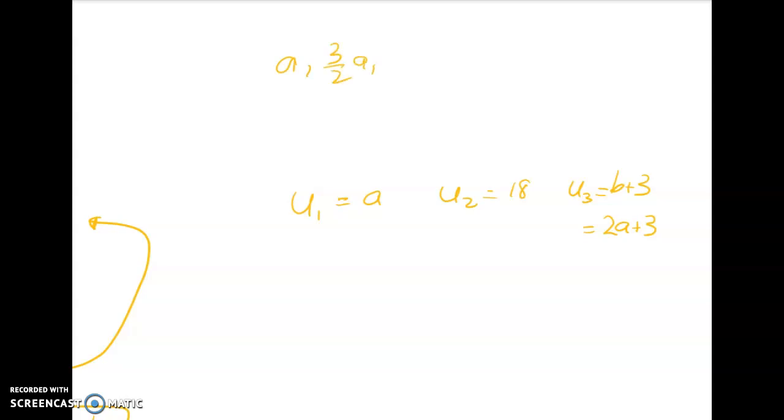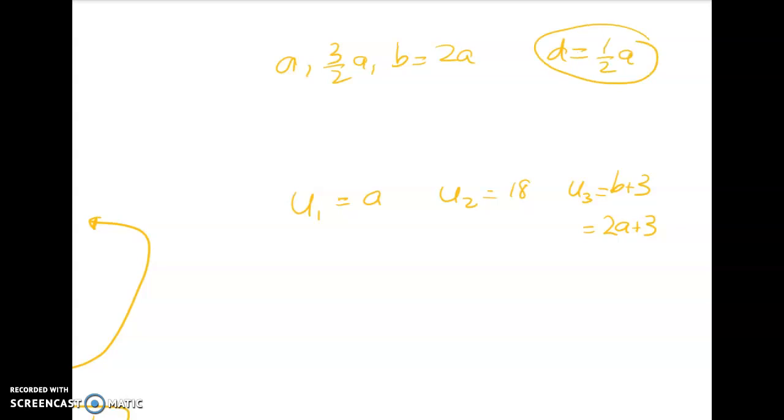So I'll just hop over here. In the geometric progression, we've got U1 is A, U2 is 18, and U3 is equal to B plus 3, and B plus 3 is equal to 2A plus 3. So remember, what I'm trying to do here is to figure out what A and B are. And back up in the AP, we've got A, 3 over 2A and B, which is 2A, right? So my common difference in here is a half A, and we'll use that later on.